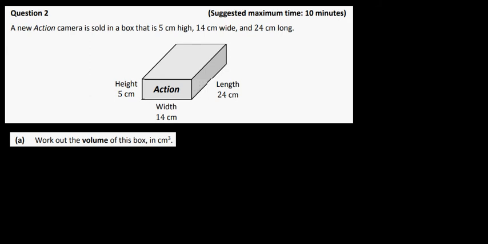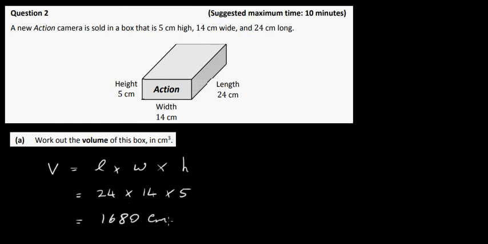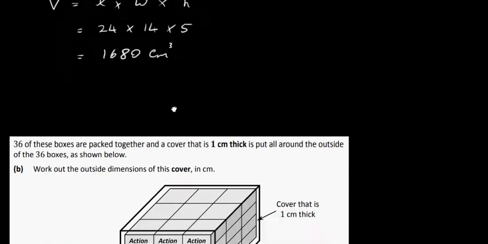So this is a fairly straightforward question. The volume of a cuboid is just going to be length times width times height. So in this case it's going to be 24 times 14 times 5, which is 1680. Now we're looking at centimeters and we're talking about volume, so it's centimeters cubed. Okay, so that's the first one, fairly straightforward.